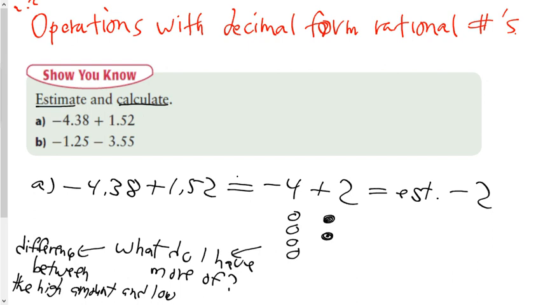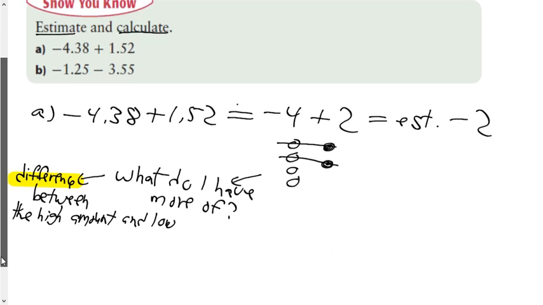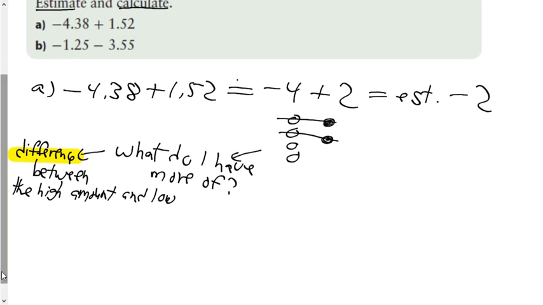So what I really did there, believe it or not, in your head, you never thought of this until right now. What does the word difference mean in math? It means subtraction. So what you really did is you subtracted the thing you have the least amount of from the thing you have the most amount of to get the answer in that estimation of negative 2. So when we actually calculate this as a question, we're going to do the same thing. We're actually going to subtract the thing we have the least amount of from the thing we have the most amount of.